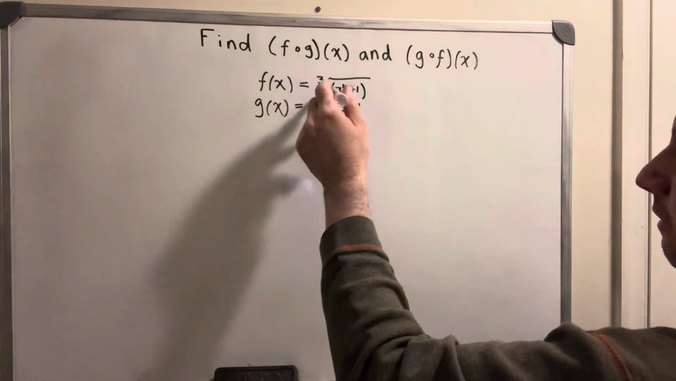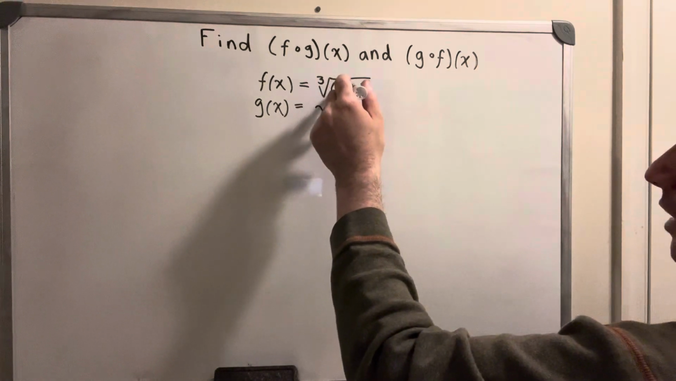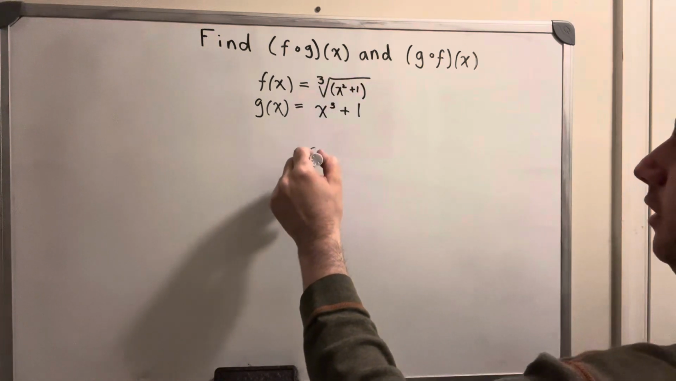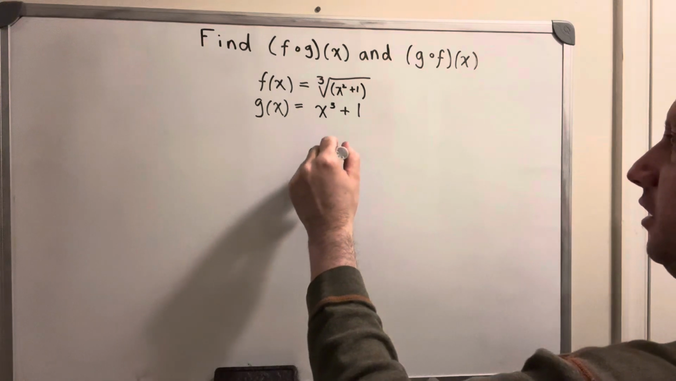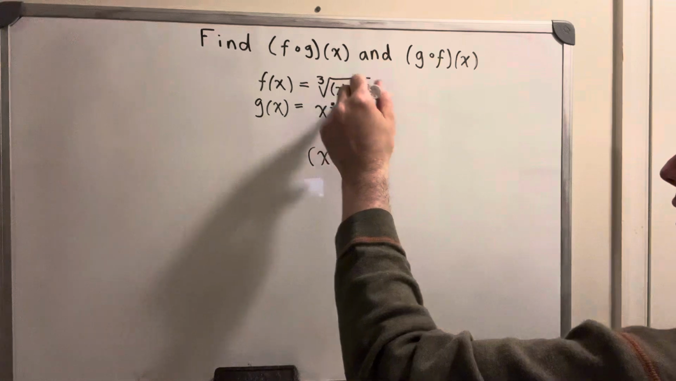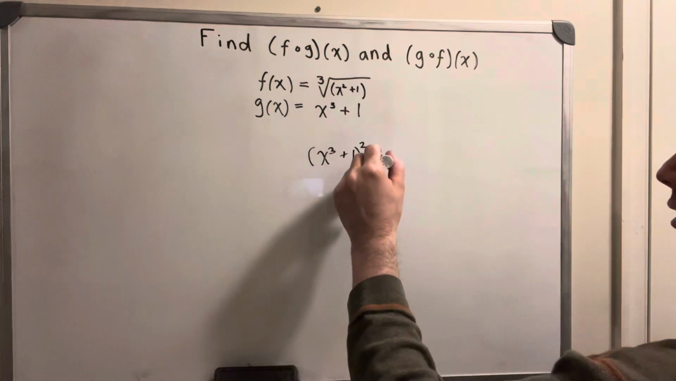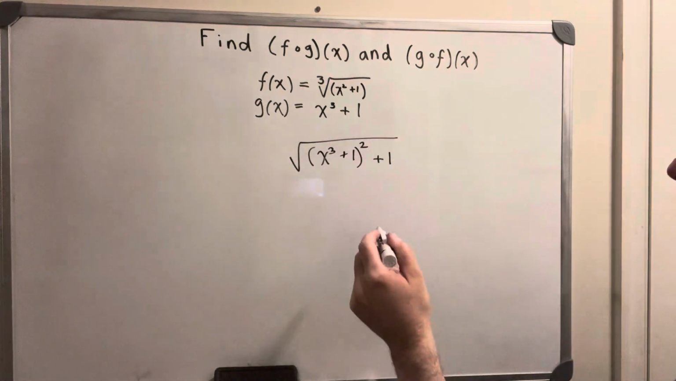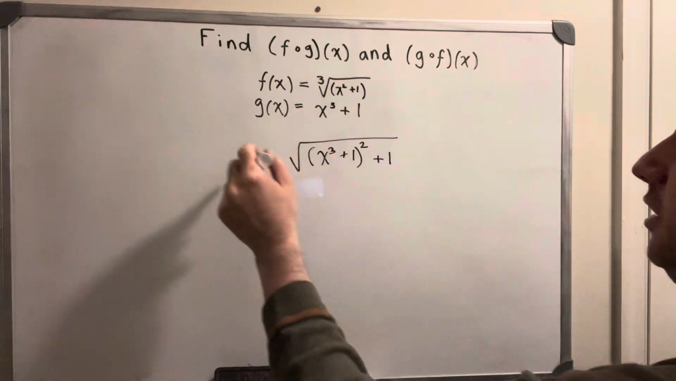Now see how f is the cube root of x squared plus 1. I need to replace the x with x cubed plus 1. And you see how it's squared. So I put squared plus 1, and then the cube root. So you can see how it is.